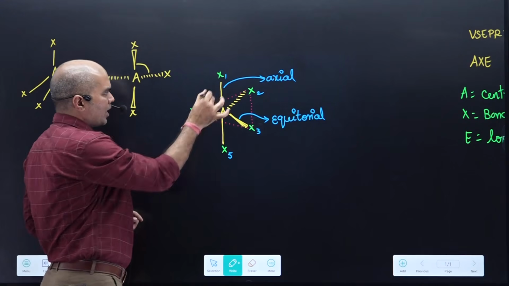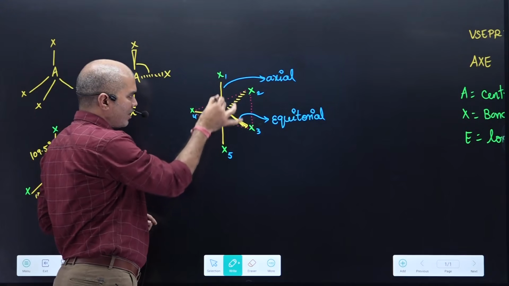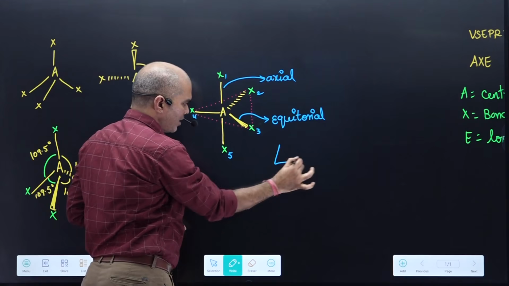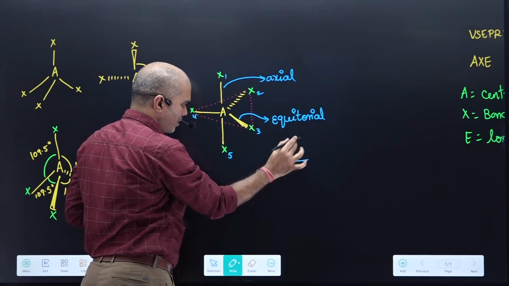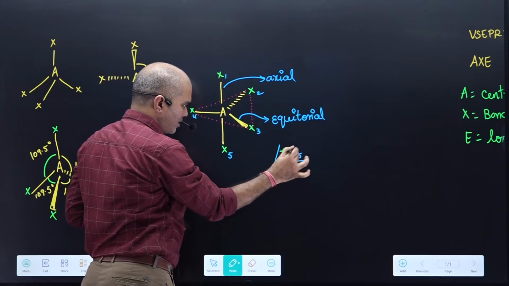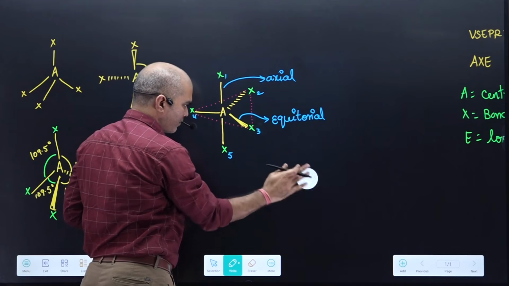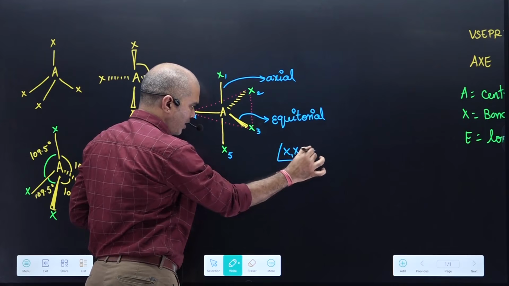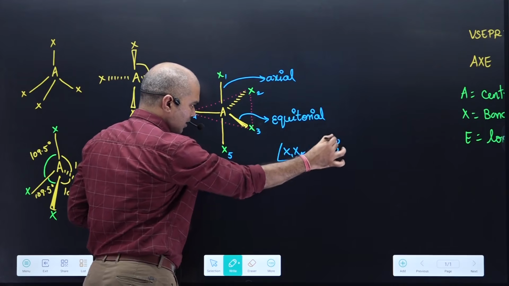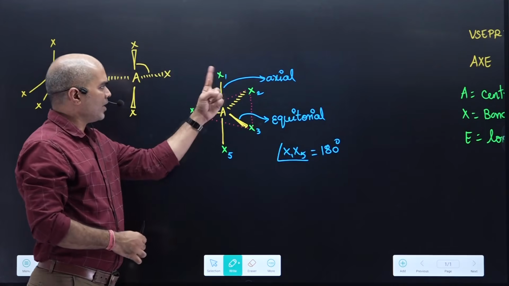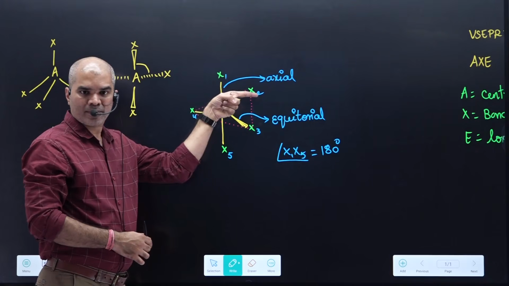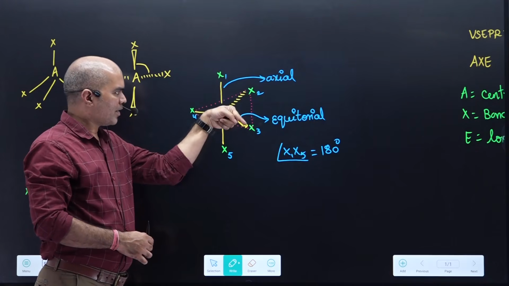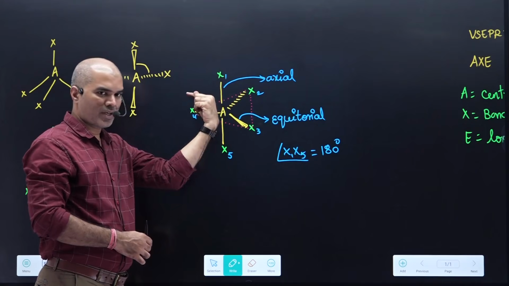Now look at the bond angle between two axial. Here I am writing it. Between x1 and x5, what is the bond angle? 180 degree. Between x1 x2, 90, or x1 x3, 90, x1 x4, 90.